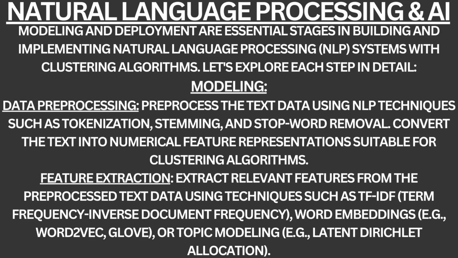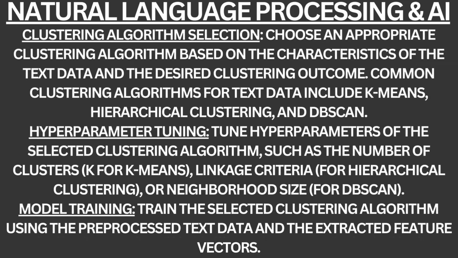Feature extraction. Extract relevant features from the pre-processed text data using techniques such as TF-IDF, term frequency inverse document frequency, word embeddings, that is Word2Vec, GloVe, or topic modeling, that is latent Dirichlet allocation. Clustering algorithm selection. Choose an appropriate clustering algorithm based on the characteristics of the text data and the desired clustering outcome. Common clustering algorithms for text data include k-means, hierarchical clustering, and DBSCAN.